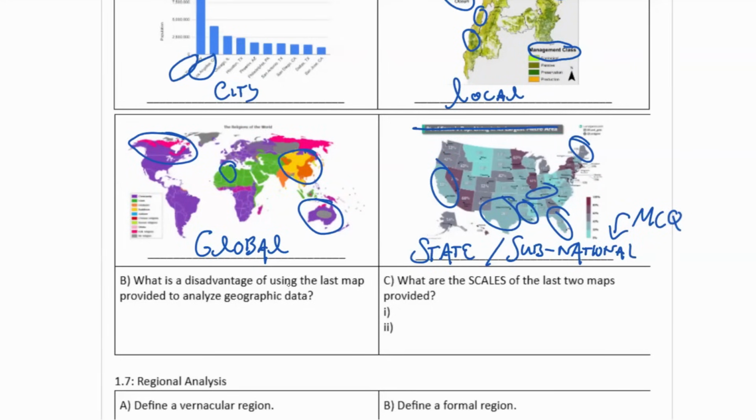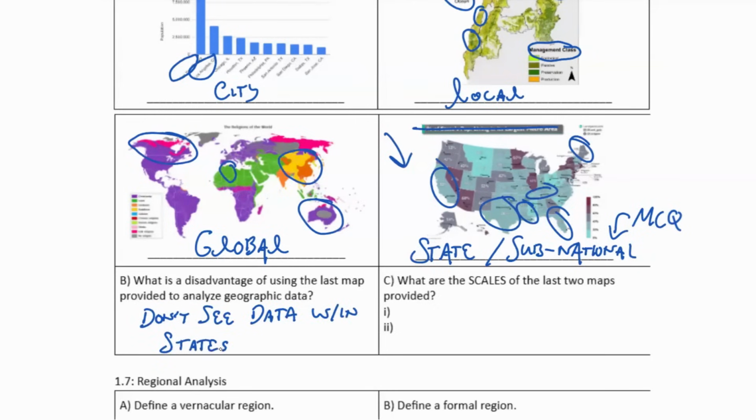What is a disadvantage of using the last map provided, so this map here, to analyze geographic data here? Well, we don't have any particular information about what's happening within the states. We don't see data distribution within the states. So we don't see where the populations are located within the states, because there may be some clusters and dispersals. So we could see here, like in Texas, we're looking at metro areas. Texas, its main cities are on the East Coast. But we don't see that because we're not looking at anything more particular than just the entire state of Texas as a whole.